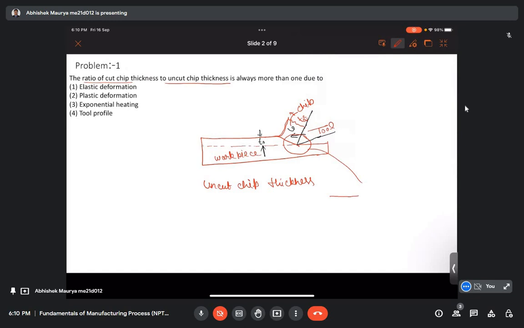So what is happening here? This is the tool. So when tool comes in the contact of the workpiece, then what it does? It tries to deform the workpiece locally in this region. Here we are applying a force F, and because of this force, locally stress is getting induced inside the workpiece, and our tool is very strong, so tool is not getting deformed, and workpiece is less strong than the tool, so our workpiece is getting deformed.